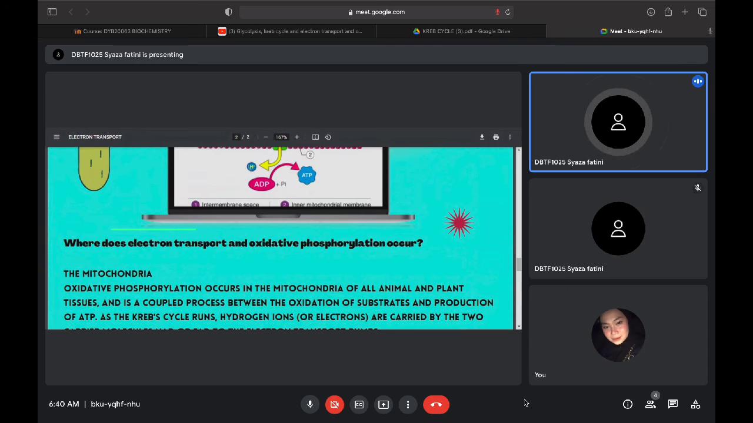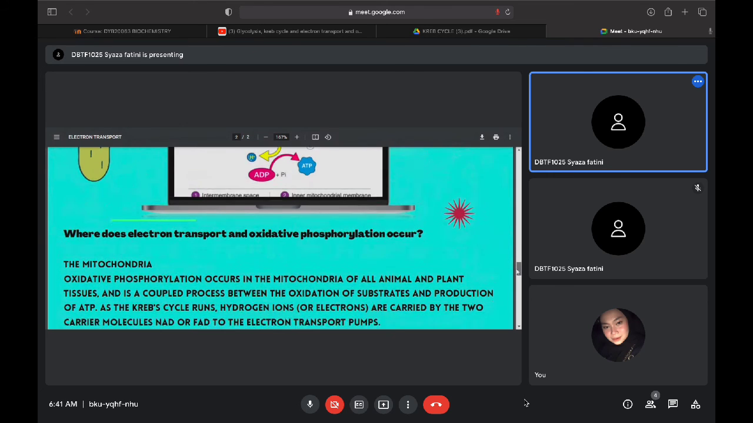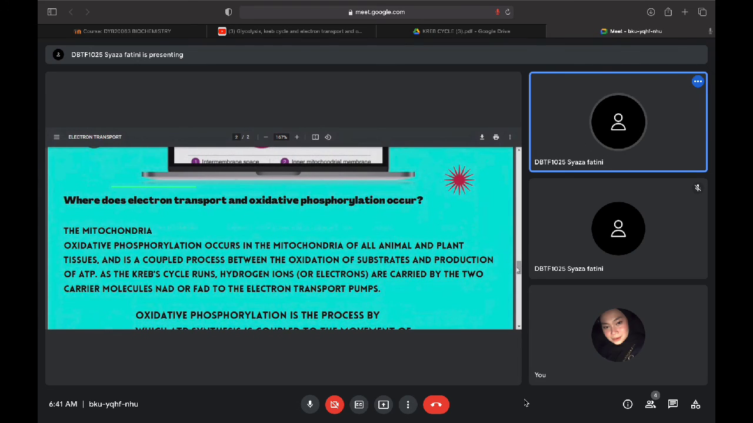Where does electron transport and oxidative phosphorylation occur? The mitochondria. Oxidative phosphorylation occurs in the mitochondria of all animal and plant tissues and is a coupled process between the oxidation of substrates and production of ATP. As the Krebs cycle runs, hydrogen ions or electrons are carried by the two carrier molecules NAD or FAD to the electron transport pumps.